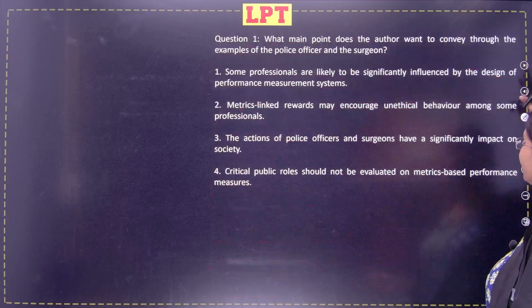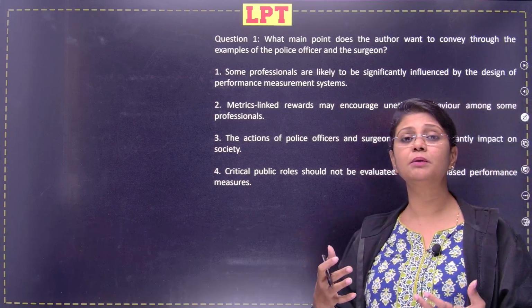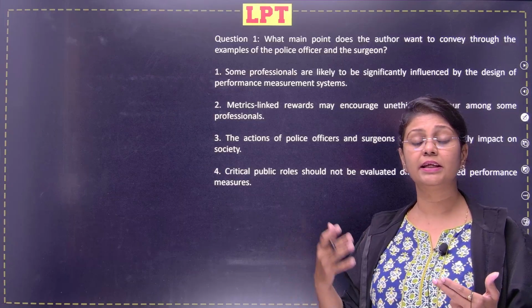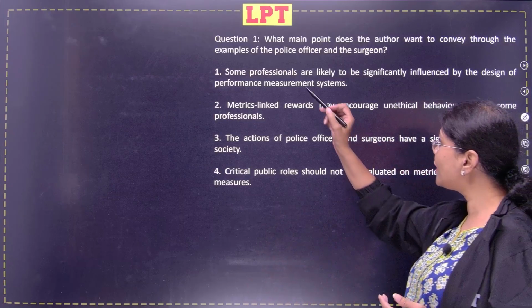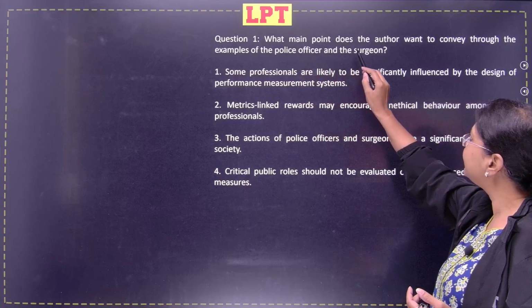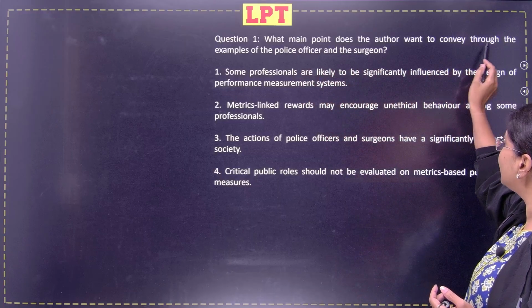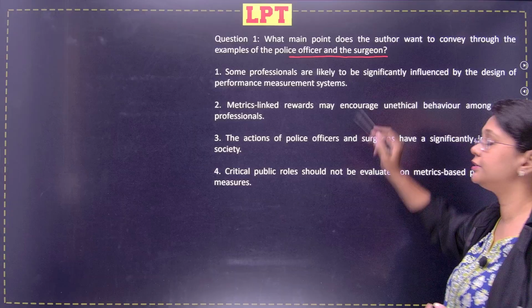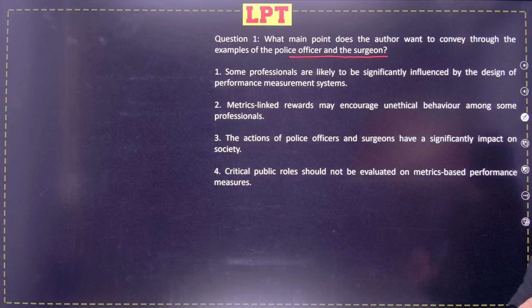Let's go to the first question. I'll give you some time to answer those questions, and then we go about answering and eliminating the choices. The first question says, what main point does the author want to convey through the examples of the police officer and the surgeon? Try answering this question. One minute before we start discussing.